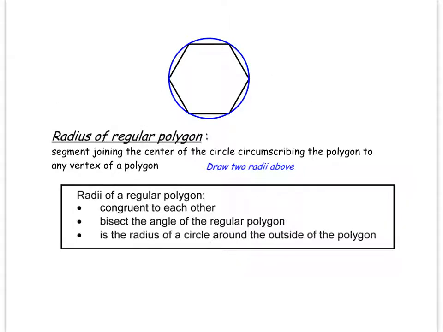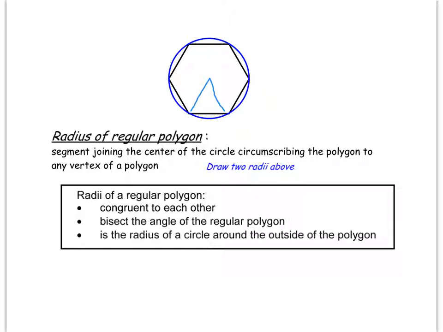Okay, a couple more words you need to know. The radius of a regular polygon. The radius of a regular polygon is a segment joining the center of the circle circumscribing the polygon to any vertex of the polygon. So I can draw a radius from the center of my circle to any vertex in my polygon. So there is a radius. Here is a second radius right here drawn to the vertex of the polygon.